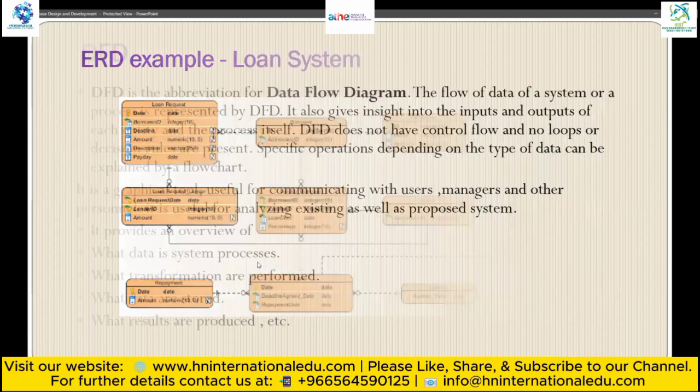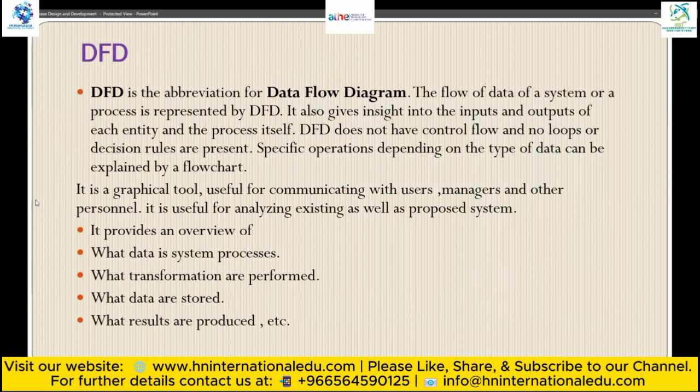Okay, now we are going to discuss DFD. Can you read it? Okay, sir. DFD is the abbreviation for data flow diagram. The flow of data of a system or a process is represented by DFD. It also gives insight into the inputs and outputs of each entity and the process itself. DFD does not have control flow and no loops or decision rules are present. Specific operations depending on the type of data can be explained by a flowchart.